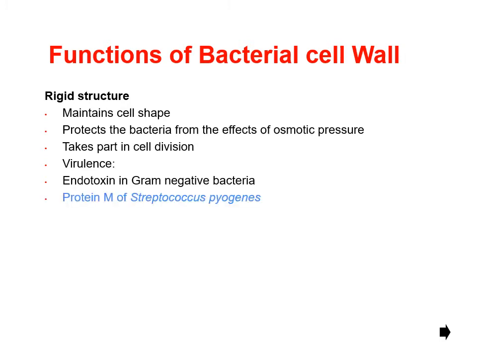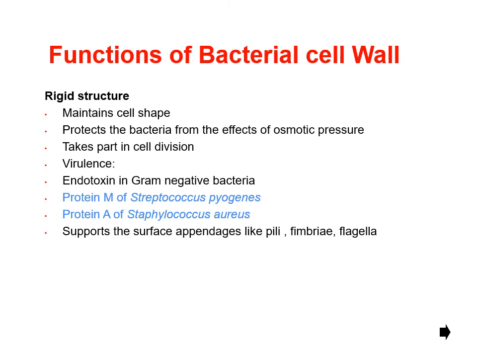Another structure we call protein M in certain gram-positive bacteria like Streptococcus pyogenes, and protein A in Staphylococcus aureus. All of these are types of pathogenic or virulence factors that belong to the cell wall. On top of that, they actually help to support other appendages that we will learn about in a minute. We call these appendages pili, fimbriae, and flagella.